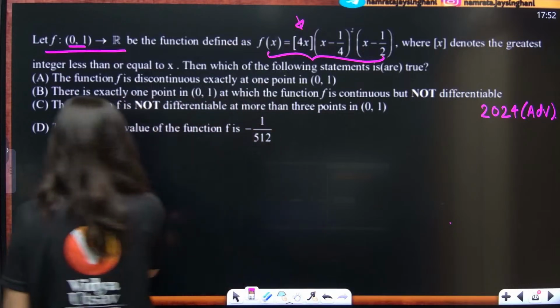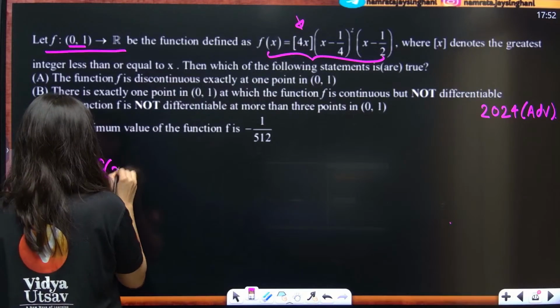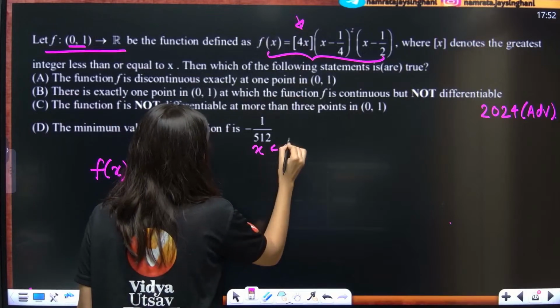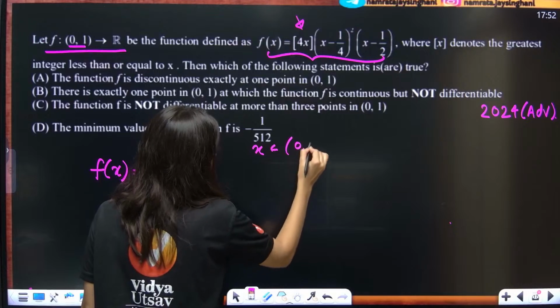Now let me just redefine this function f of x. F of x is equal to, when x belongs to 0, 0 though is not allowed, but 0 to 1 by 4.